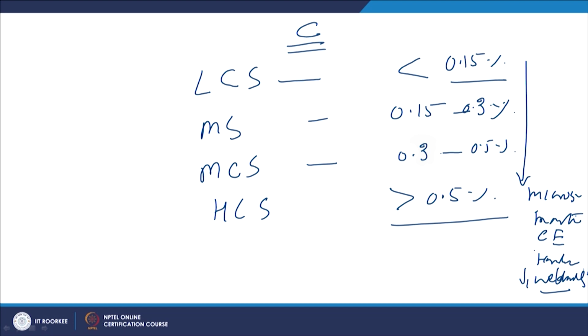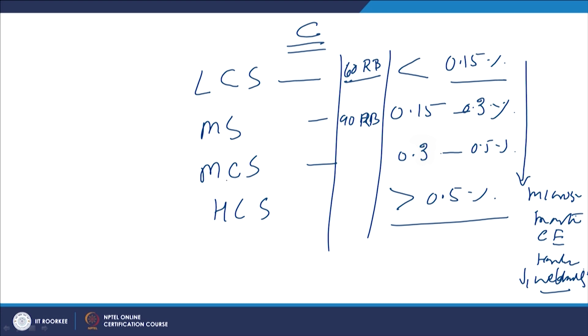And if we see the kind of properties realized, low carbon steels have a hardness of the order of 60 HRB, the Rockwell hardness in the B scale. Then mild steel has about 90 HRB, and the hardness on the C scale for medium carbon steel is around 30 RC, and 40 RC for high carbon steels. So, as we can see, low carbon steel offers excellent weldability. Mild steel has a good weldability.